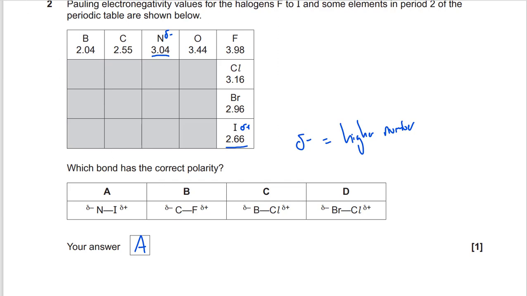Just to confirm to you that it is A, you can work through the others. So carbon and fluorine. Fluorine is 3.98. Carbon is 2.55. So in this case, fluorine should be delta minus, and it isn't.